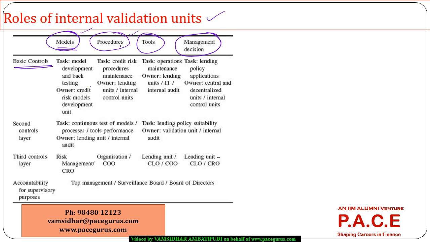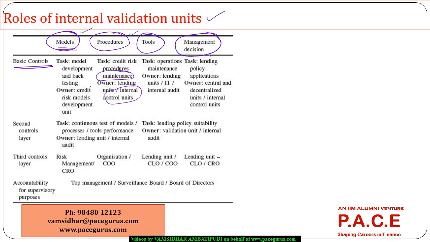Regarding the procedures, there is a maintenance team. So you have to do the maintenance part of all the various procedures. The internal control unit will take care of the maintenance of the procedures regarding the model development and the backtesting process. And when we talk about the tools, operation maintenance is the major task, which would be taken care of by the IT or the internal audit team.